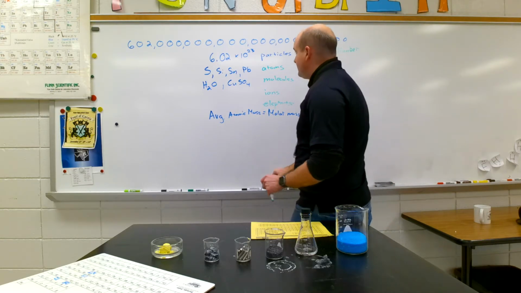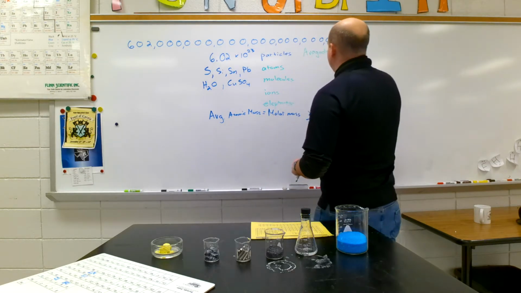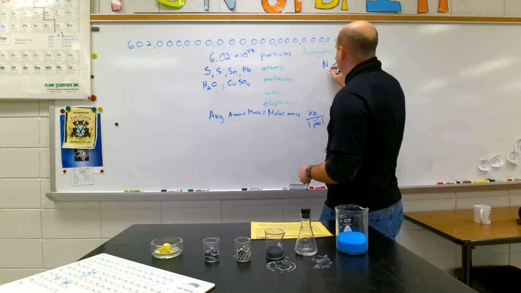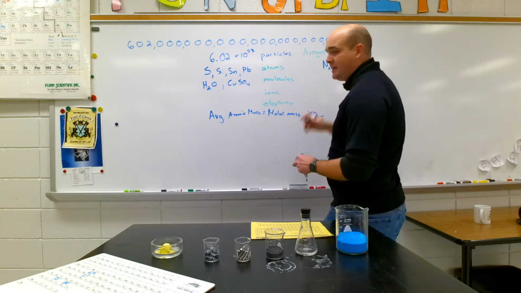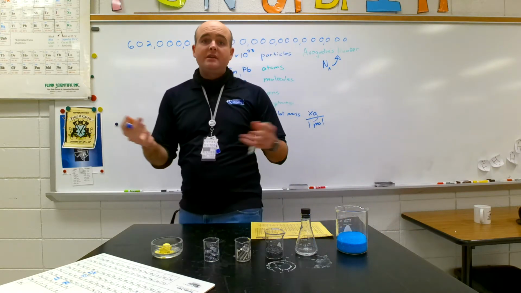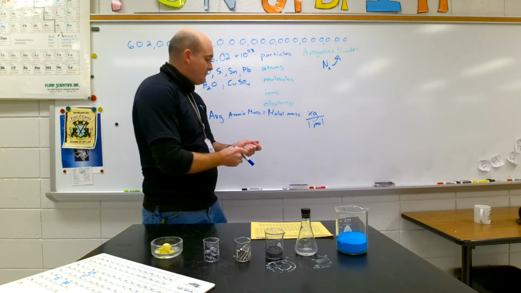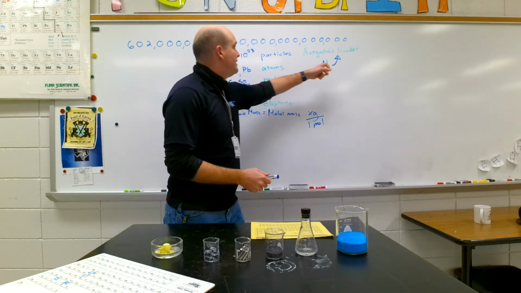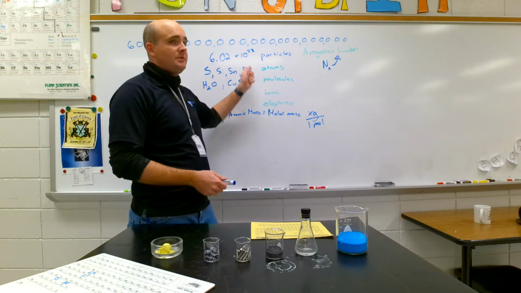Now, sometimes we abbreviate Avogadro's number as a capital N with a capital A as a subscript. Okay, just an FYI. So if you ever see me write that, that's what I'm talking about. Avogadro's number is a constant. It is 6.02 times 10 to the 23rd.